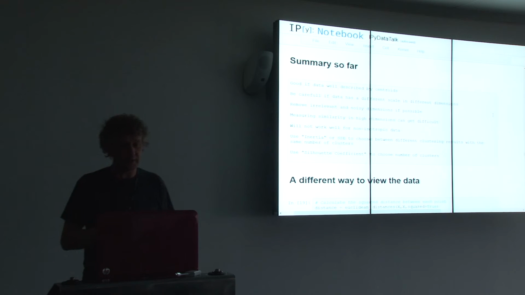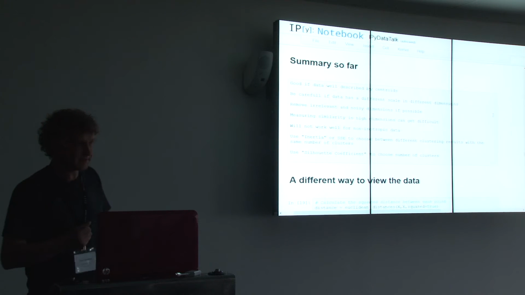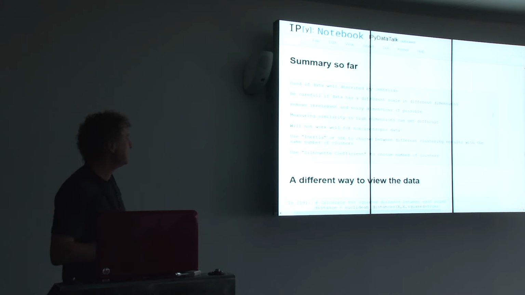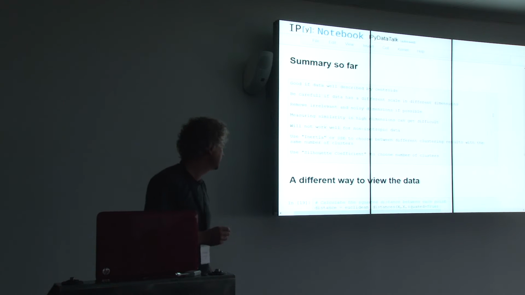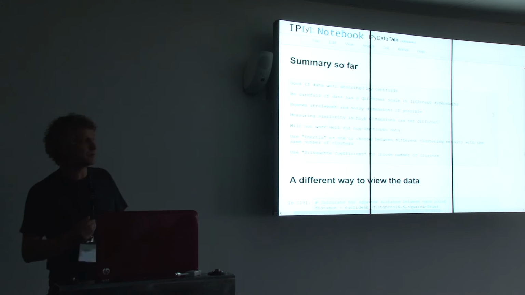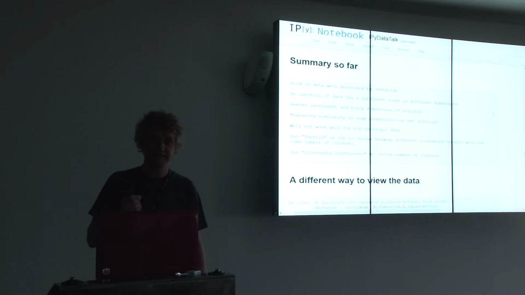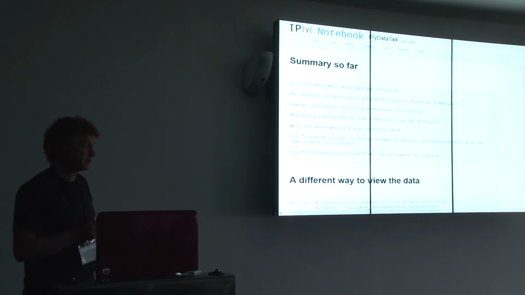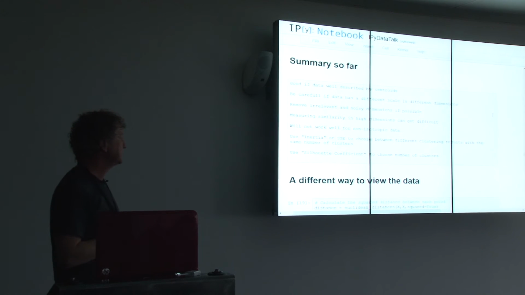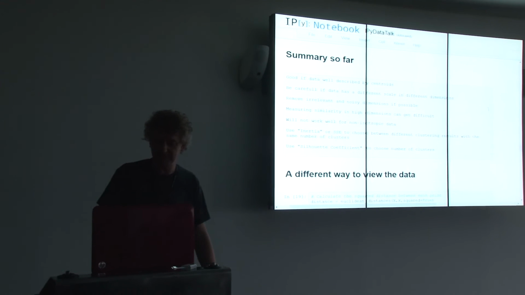K-means clustering won't work well for non-isotropic data, so data such as that sort of half-moon or crescent-like data. You can use the inertia or the sum squared error to choose between clusterings when the number of clusters is the same, and you can use the silhouette coefficient to choose the number of clusters that you want to use.